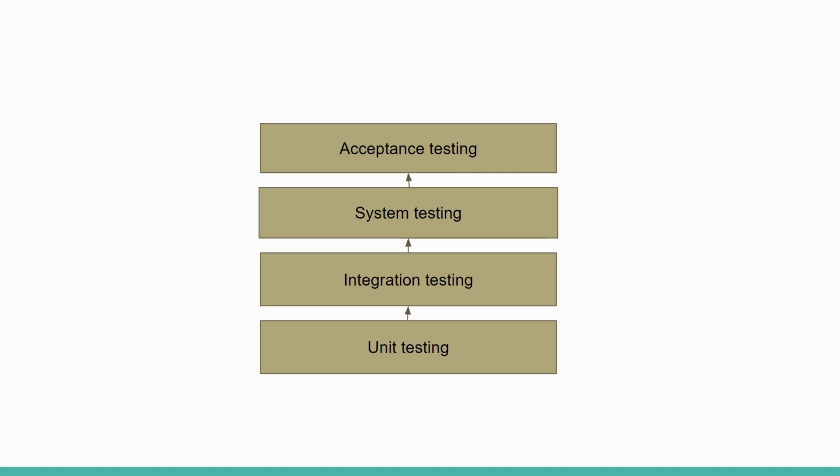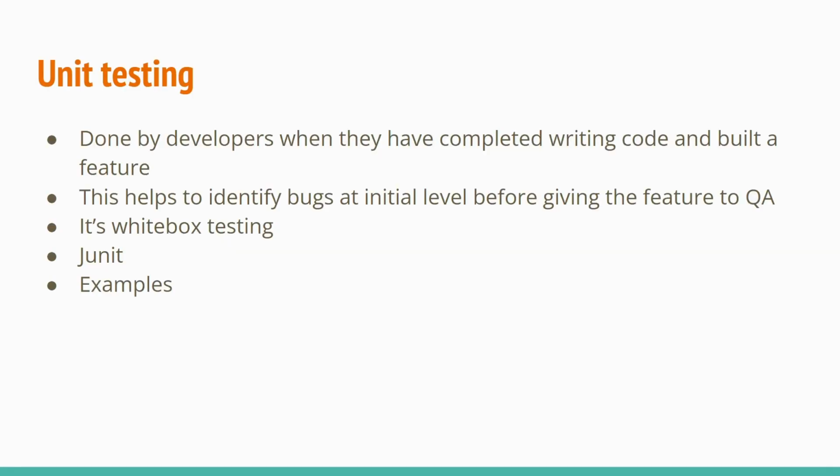So first of all, the step that comes is unit testing. So unit testing is done by developers. Okay. So whenever they have completed writing the code and built the feature, after completion they will do the unit testing, so that they can identify the bugs at the initial level before giving this feature for further testing. Okay. So they will resolve all the bugs at the initial level before giving the feature to the QA so that they can test it.